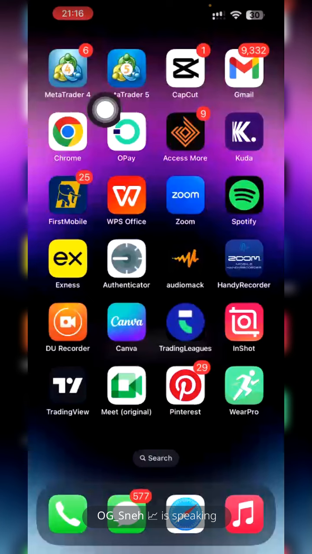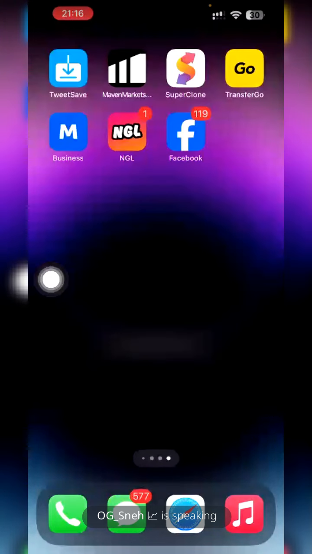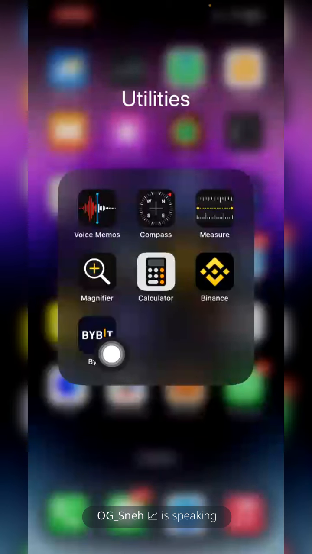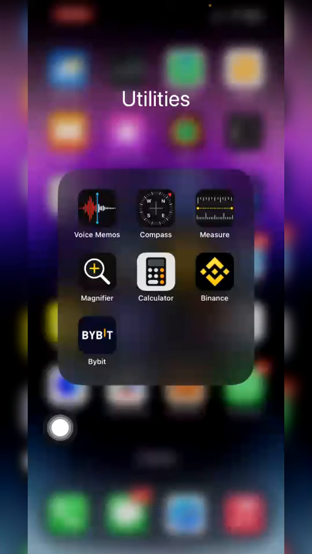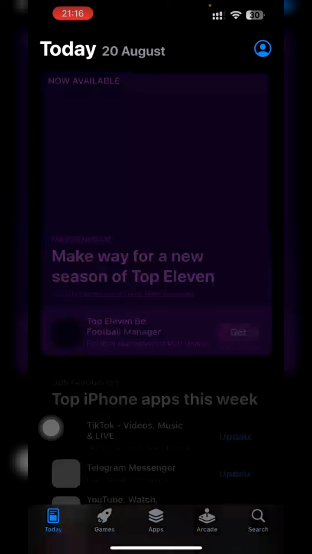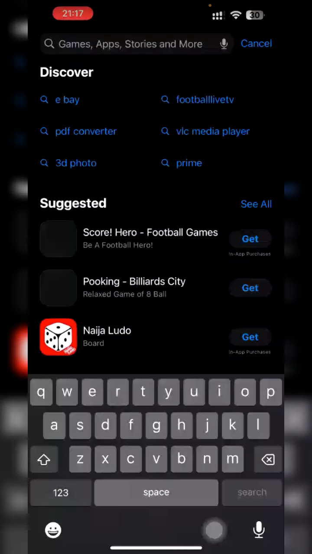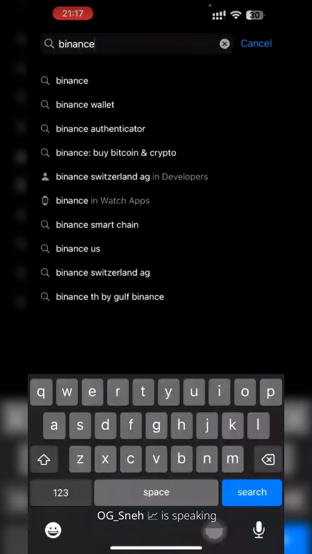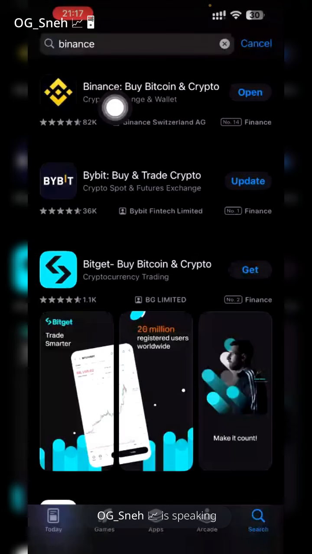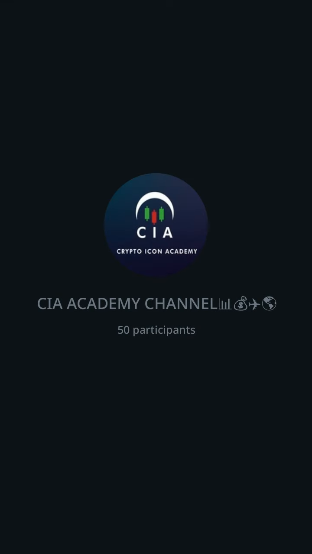If you are a crypto trader, you need Bybit or Binance, any of the two. You can download Bybit or download Binance. Do you understand? If you are using iPhone, go to the App Store, then search for Binance. You are going to see it. Can you see Binance? Also Bybit, also BitGet. All these are things that you can use.